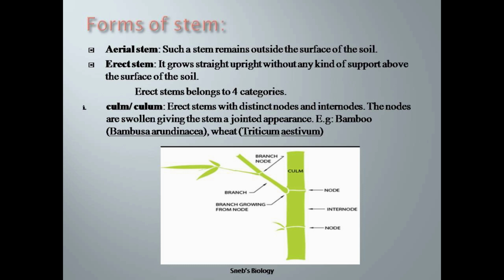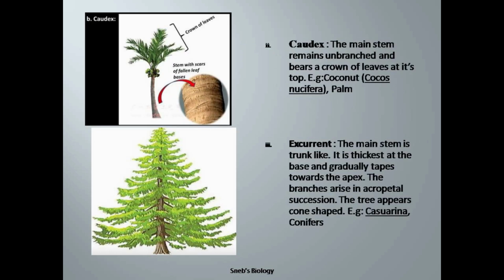First is culm. In culm, the stem is erect with distinct nodes and internodes. The nodes are swollen, giving the stem a jointed appearance. For example, bamboo. Next is caudex. In caudex, the stem remains unbranched and it bears a crown of leaves at its top. For example, coconut, palm, etc.